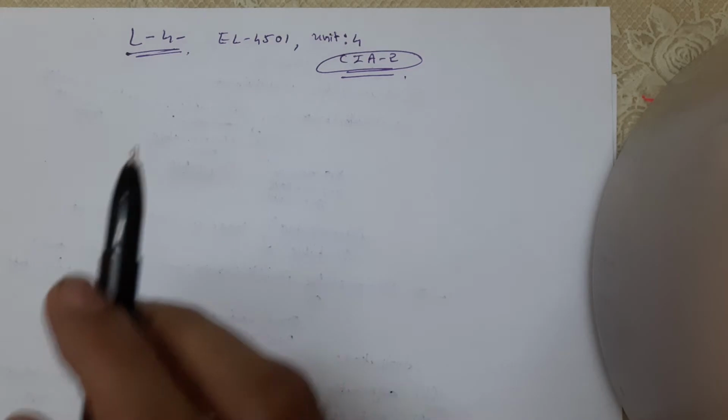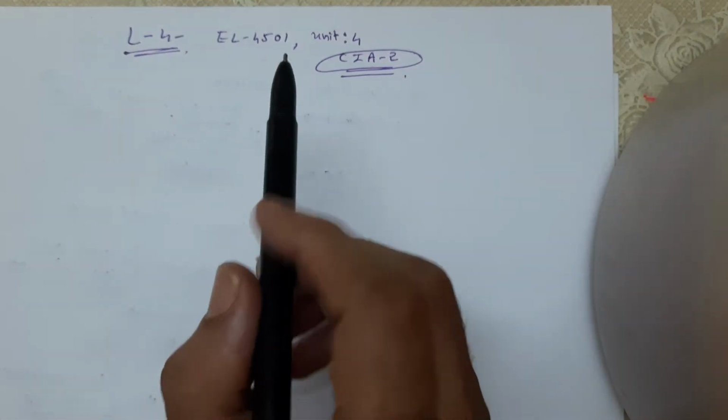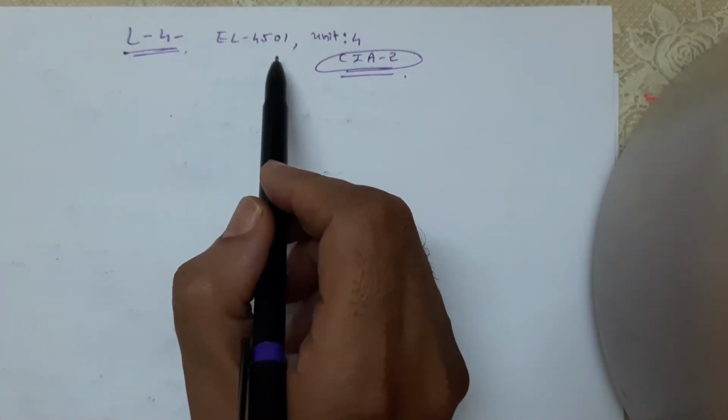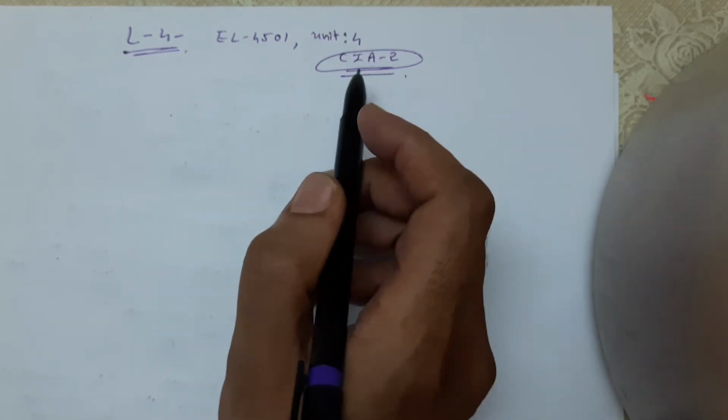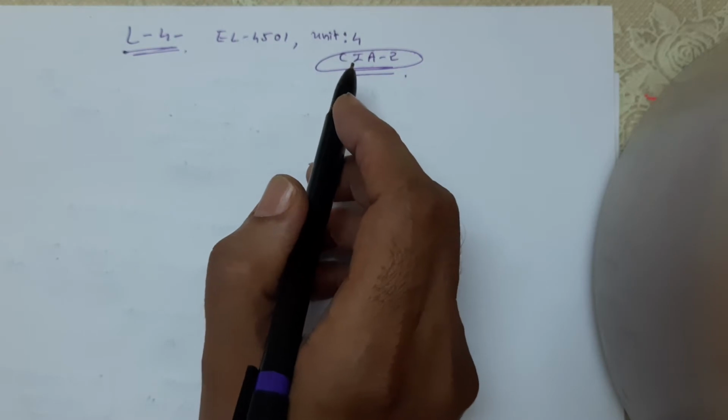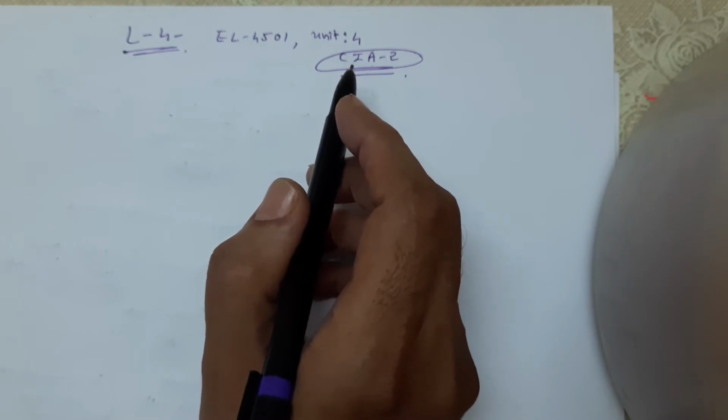This is your lecture number 4, paper EL 4501, unit 4, and this is for CIA 2 exam. Now we are discussing the bistable multivibrator.